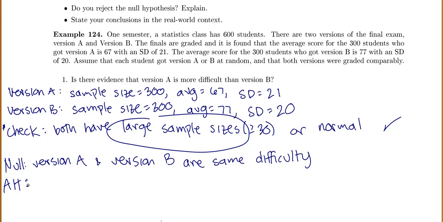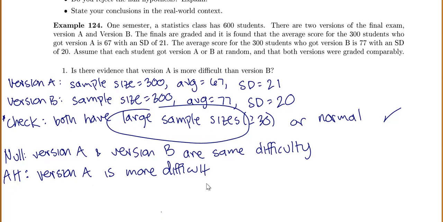The alternative, we wanted to see, is version A more difficult? So version A is more difficult. We say this because for some reason the teacher thought ahead of time that version A would be more difficult. That was the hypothesis she came up with, so this is the hypothesis we're going to test.